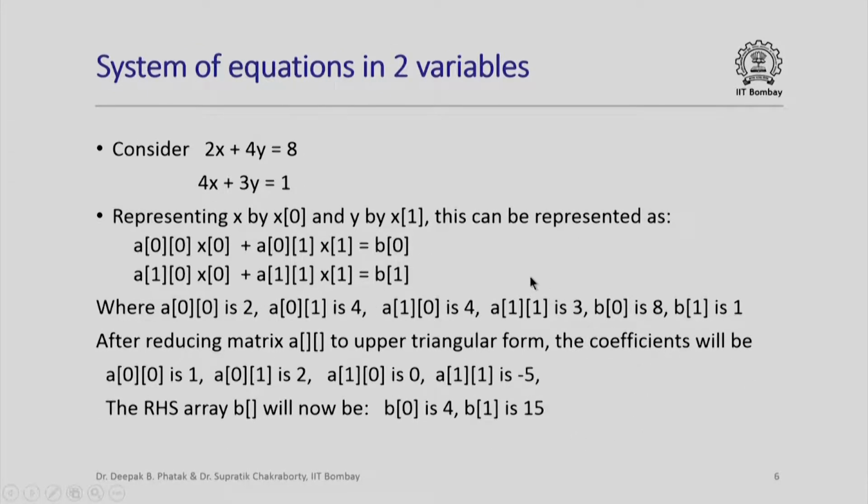Just as a demo, a system of equations in two variables which we had, 2x plus 4y equal to 8 and 4x plus 3y equal to 1, we can represent x by x0 and y by x1. Then we have a two dimensional, 2 by 2 matrix representing these coefficients, where the coefficient values will be 2, 4, a10 is 4, a11 is 3, representing the second row or second equation. Right hand side b0 is 8, b1 is 1, and after reducing the matrix to the upper triangular form, the coefficients will turn out to be like this, where the new values are as indicated. We had seen this last time.